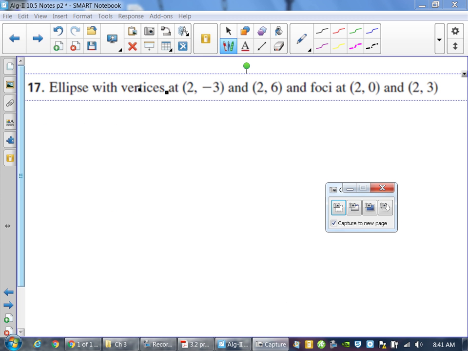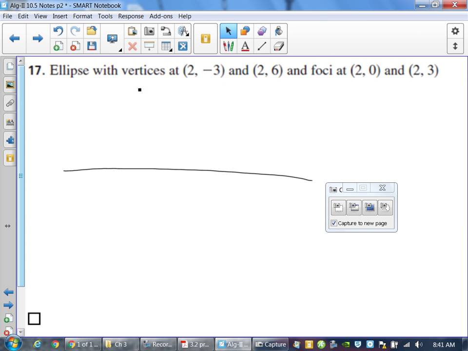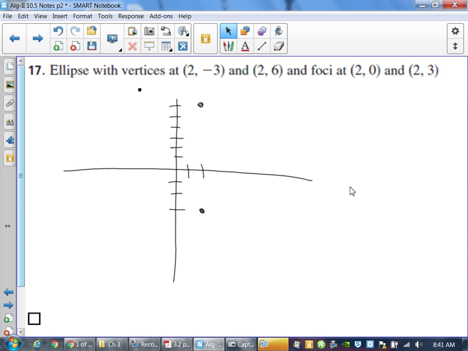All right, so we start now by making a bunch of squares. 2, negative 3 and 2, 6. So we know it's going to be stretched vertically, so the A squared would be underneath the y value. Foci at 2, 0 and 2, 3. So my center is going to be at 2 and 1.5.